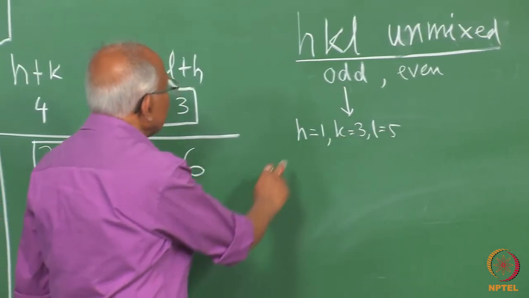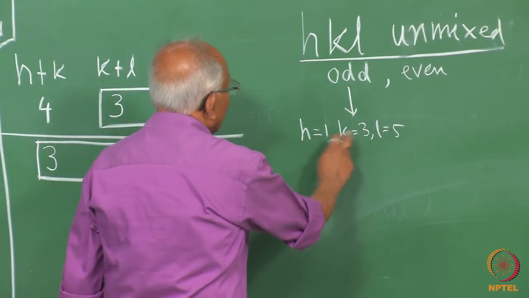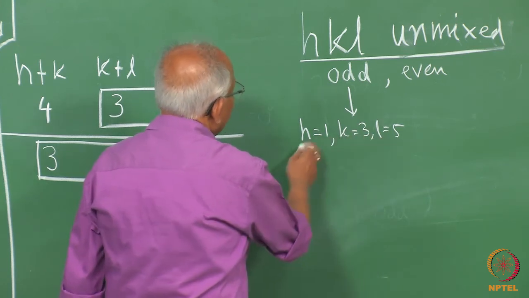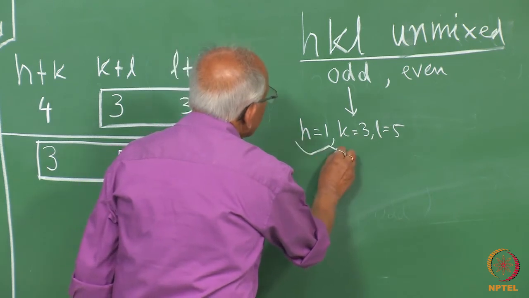So, what happens to h plus k? It is an even quantity. k plus l, that is also an even quantity. l plus h, that is also an even quantity.